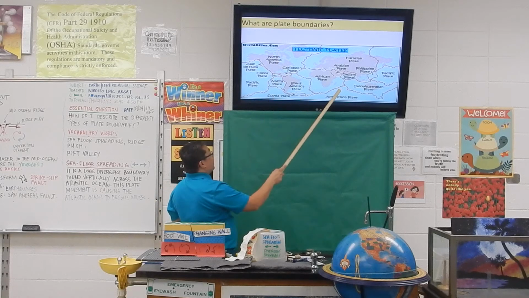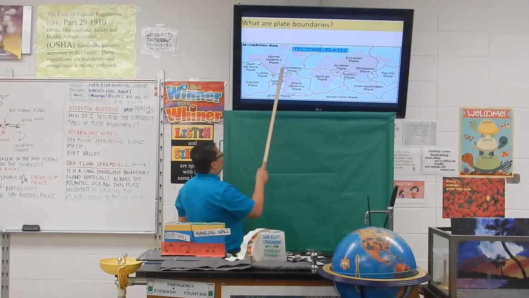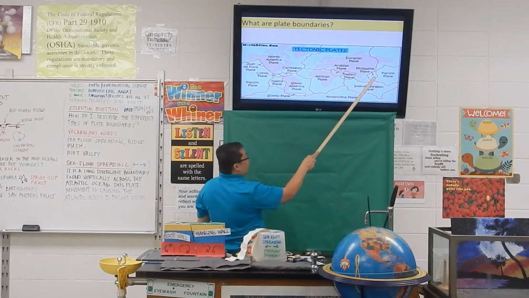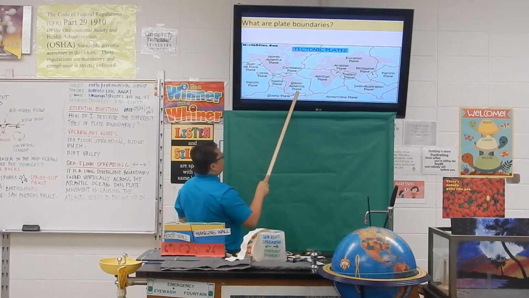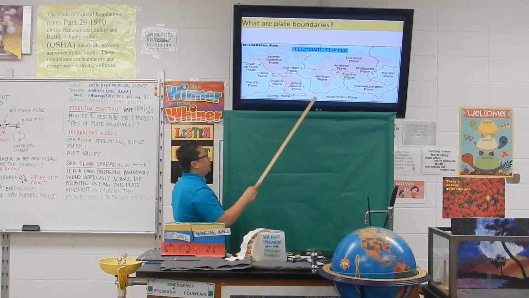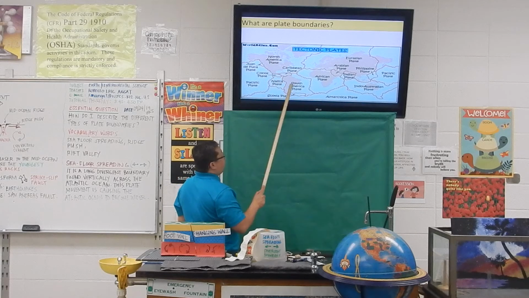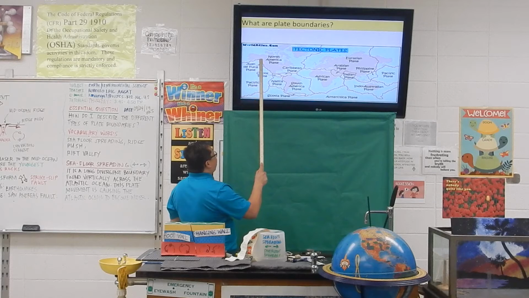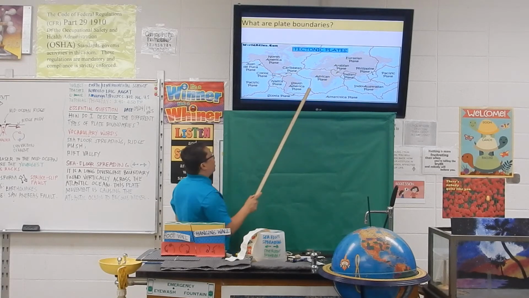So here you will see that Earth is composed of various tectonic plates. We are in the United States and our tectonic plate is the North American plate. The Philippines is in the Philippine plate, and South America is in the South American plate. Africa is on the African plate. These are the major plates of the world. And see these jagged red lines here? These are what we call the plate boundaries.